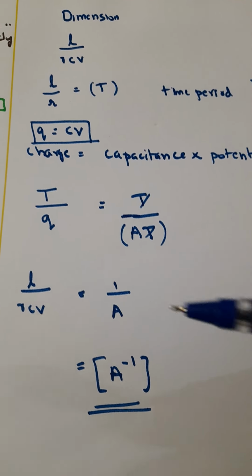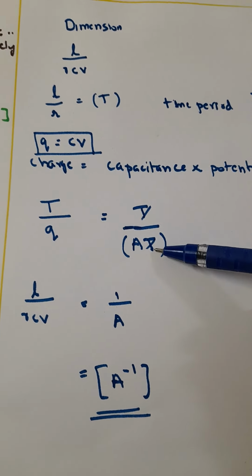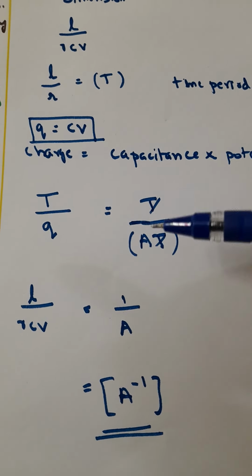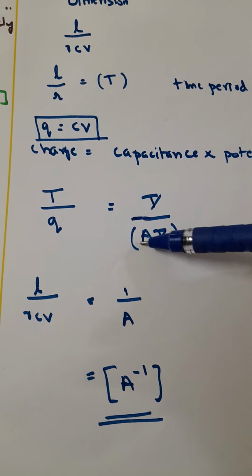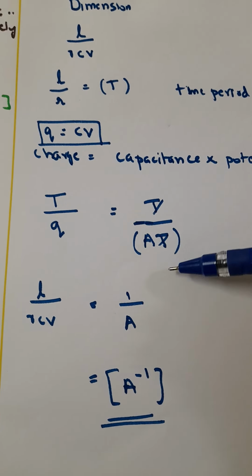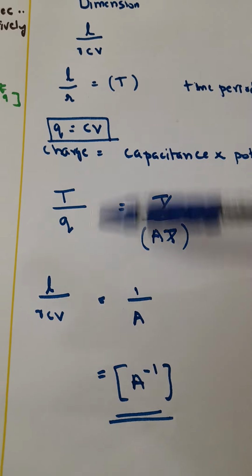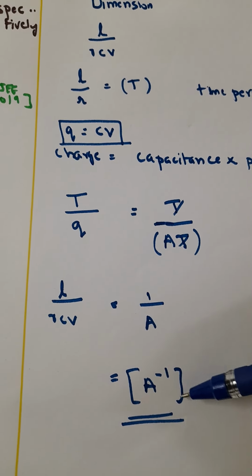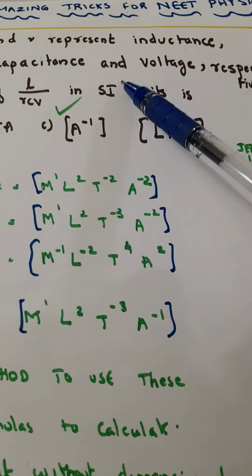Now Q is nothing but the product of current and time. Okay, charge is the product of current and time. So what did you do? We substituted for Q, A, T. Then cancel out T and T, and we got L by RCV as 1 by A, and finally the answer is A raised to minus 1, which is option 3.